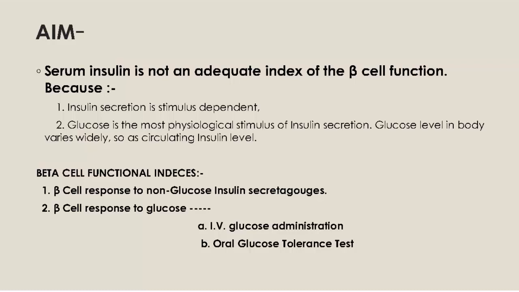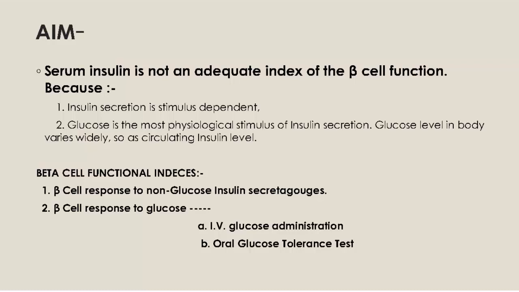And the glucose level in the body varies very widely, and so does the circulating insulin level. Now, let me explain these two points to you clearly. Suppose you are a person with adequate functional beta cell reserve in your body, but you are put on a carbohydrate restricted diet, or you are starving. Then what happens? The blood sugar level in your body is low, and the circulating serum insulin level will also be low in your body.